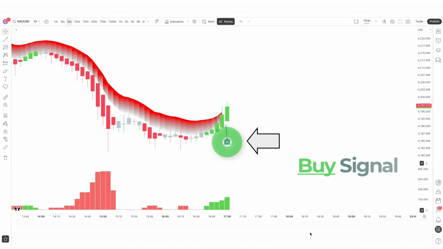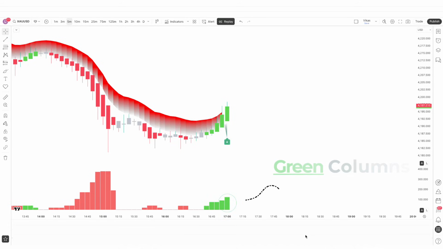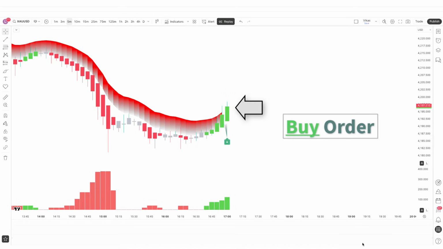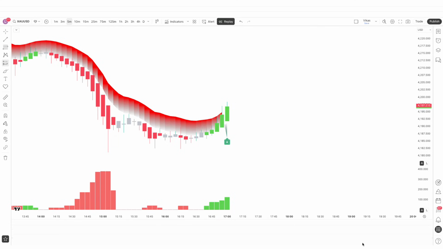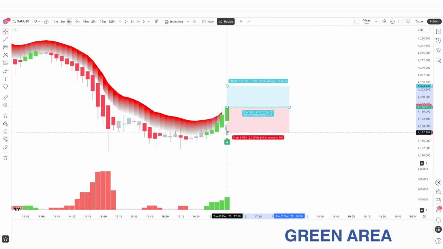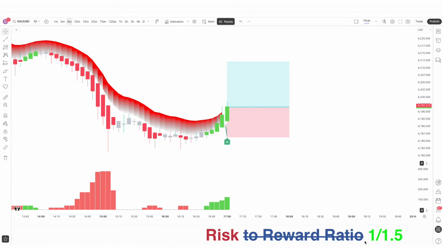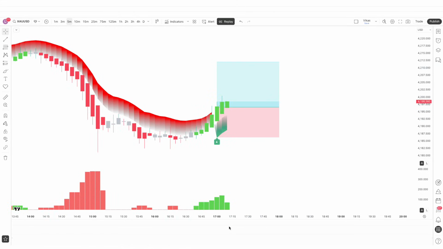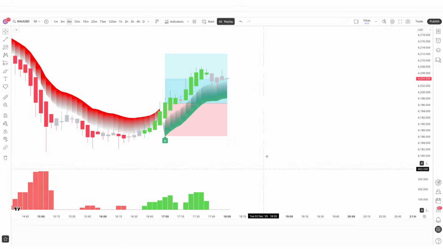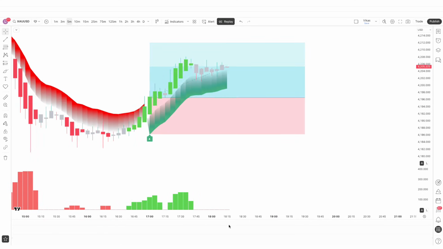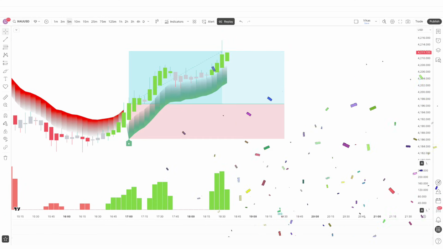When the SFI Follow Trend arrow of this indicator gives a buy signal, the HHLI oscillator should show green columns, and the market should form a bullish candle. If this condition is fulfilled, then we will place a buy order. Our stop loss is to be placed at the green area, and the risk to reward ratio will be 1:1.5. The market has completely hit the target.